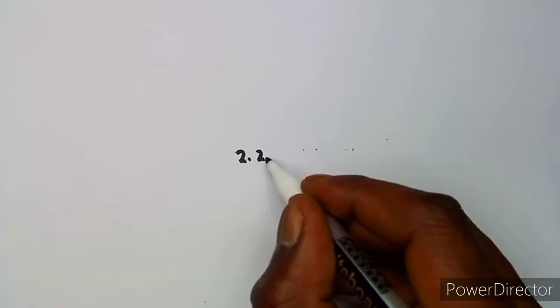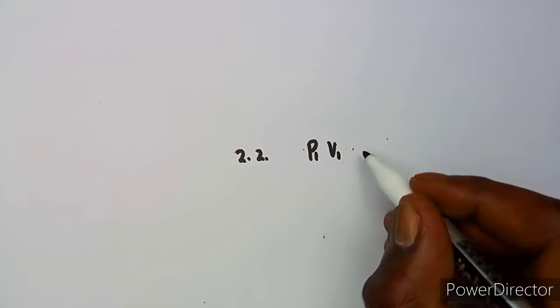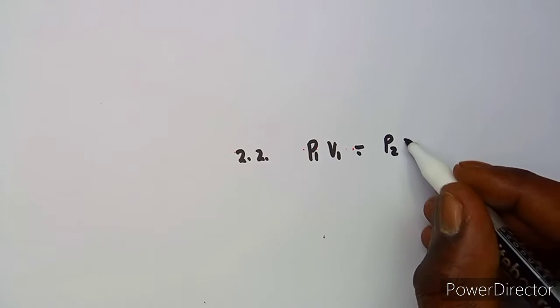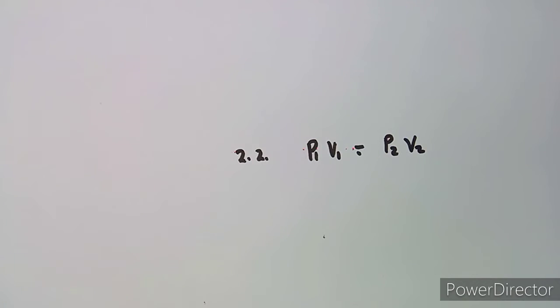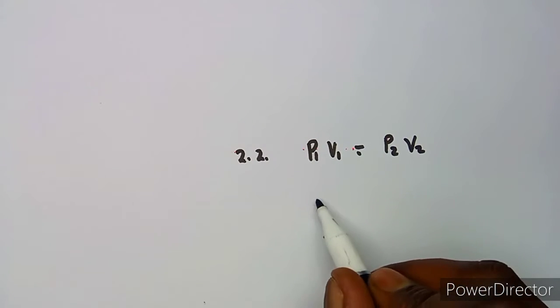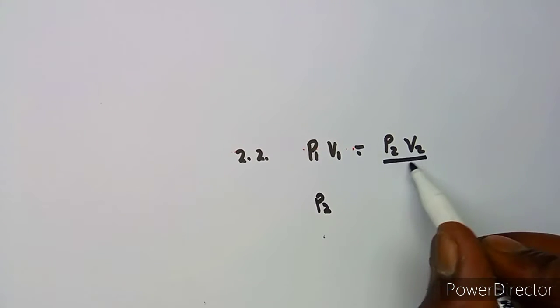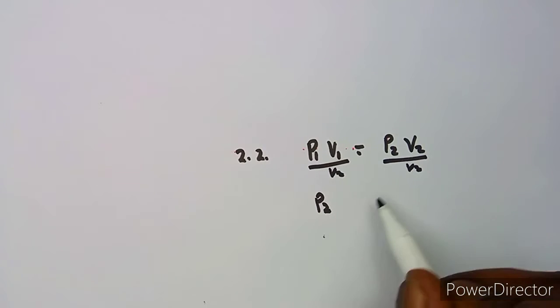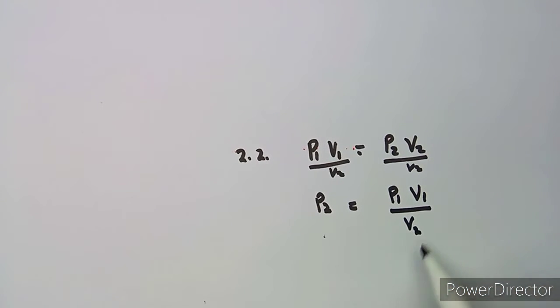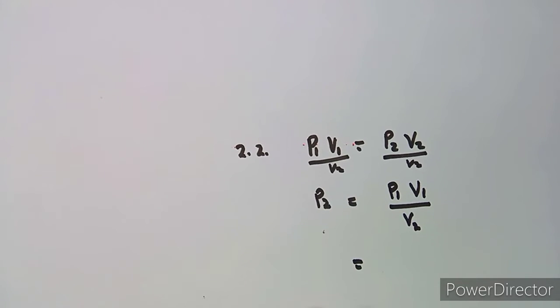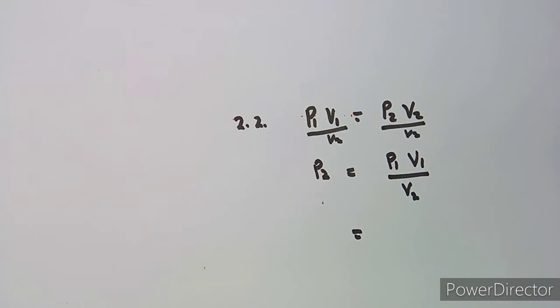Okay, so that's 2.2. P1 V1 is equal to P2 V2. What do we need? We need the pressure after completion. So all you need is to divide by V2 on both sides. So it means P2 will be equal to what? If we divide by V2 on both sides, that's P1 V1 over V2. We have made P2 the subject, which is the pressure after completion or after compression.